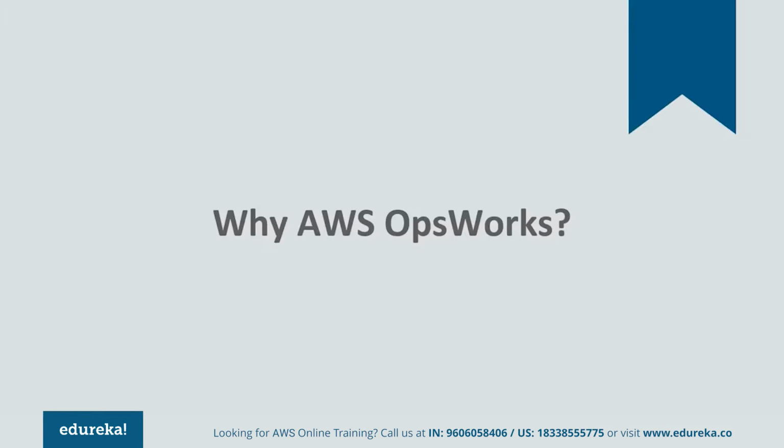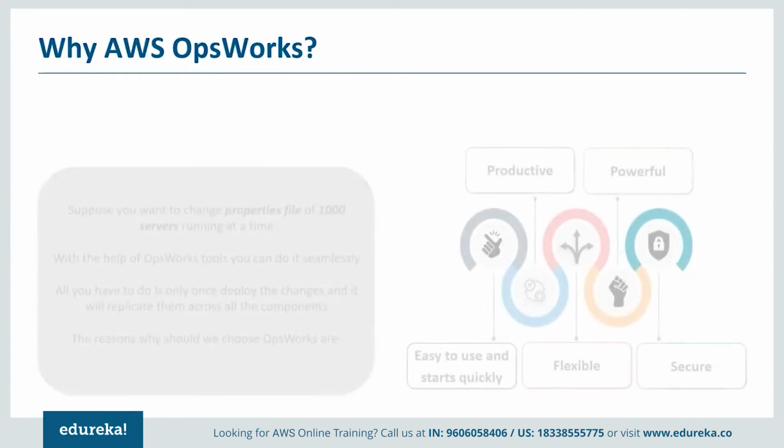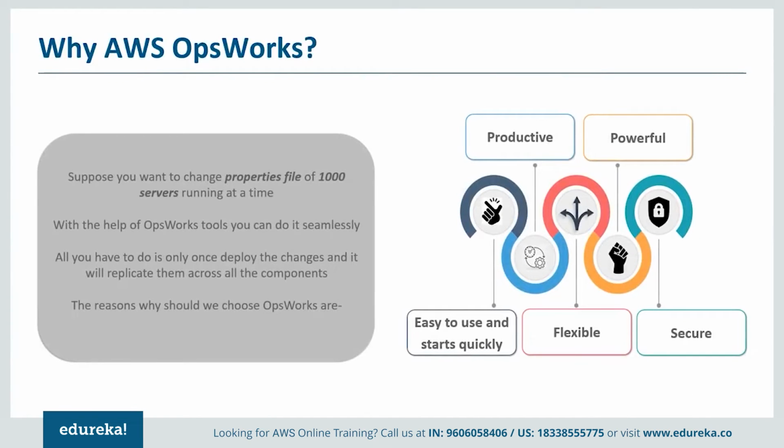Now let us go back and try to understand why AWS OpsWorks. Let's consider this example. Suppose you have thousands of servers running at a time, something that I talked about a while ago, as in you might be required to work with a number of servers. Suppose you have around 1,000 servers, and you are made to deal with changing the properties of certain files on these servers. If you do it manually, there would be a lot of laborious activities involved in this task.